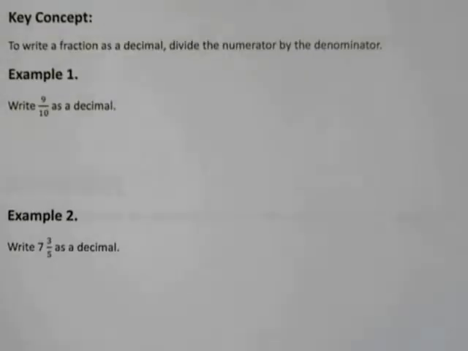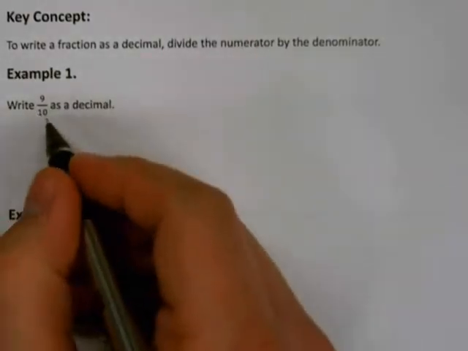Okay. All right, so now we're going to get kind of into the meat of what we're doing today. And your key concept is to write fractions as decimals. To write a fraction as a decimal, what we have to do is divide the numerator by the denominator. Okay, so example 1 here, let's look at write 9/10 as a decimal.